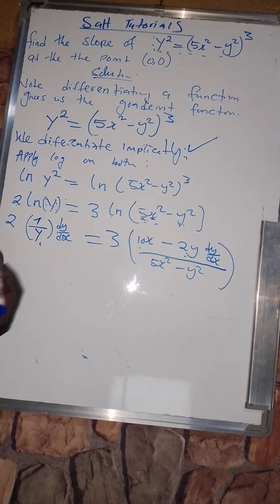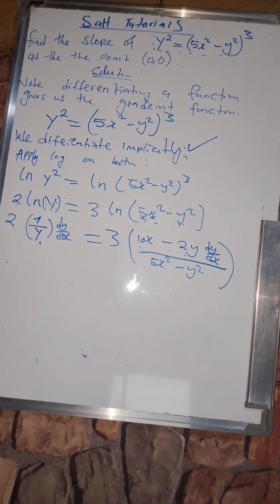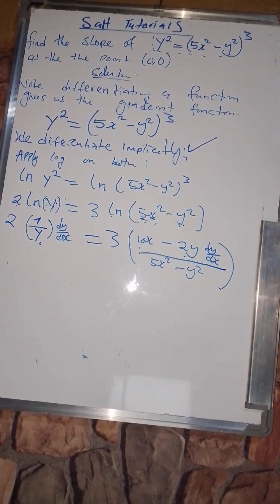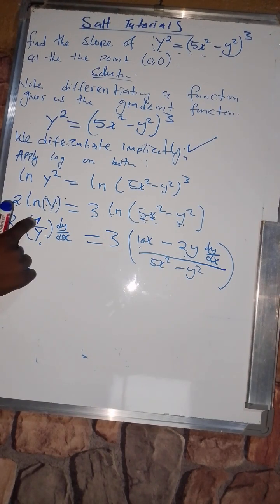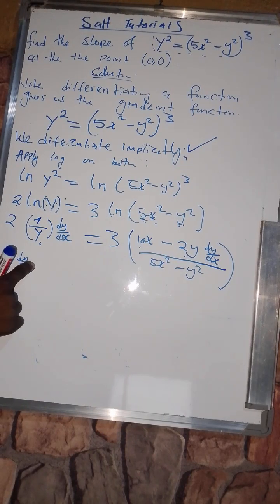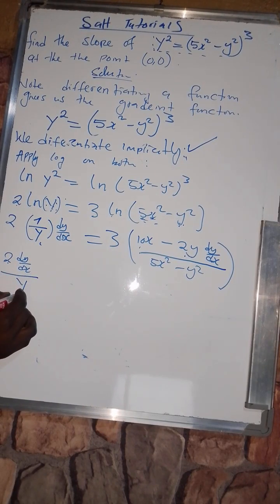My dy/dx is the focus, to make it the subject. So I can write this as: if I have 2 multiplied by dy/dx, this is 2 times 1 times dy/dx, I have 2 dy/dx over y in the denominator, equal to 3 times everything in the numerator there.